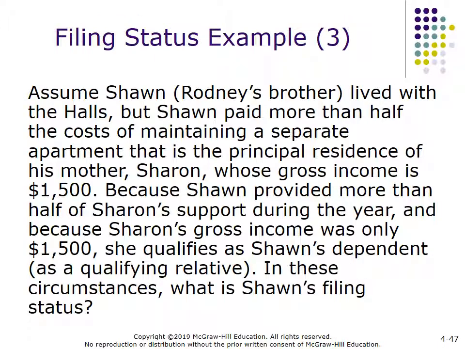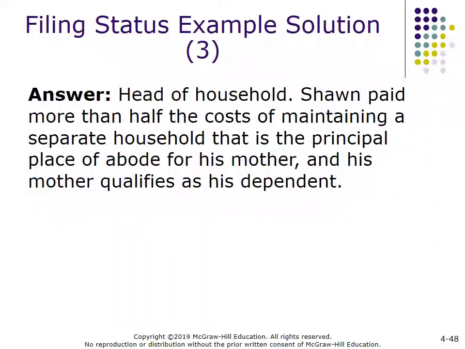Assume Sean, remember Sean, Rodney's brother, lived with the Halls, but Sean paid more than half the cost of maintaining a separate apartment that is the principal residence of his mother, Sharon, whose gross income is $1,500. Because Sean provided more than half of Sharon's support during the year, and because Sharon's gross income was only $1,500, she qualifies as Sean's dependent, qualifying relative. What is Sean's filing status? Head of household. Normally it's single, he's unmarried, but he maintains the household for a parent. A parent does not have to live with you.